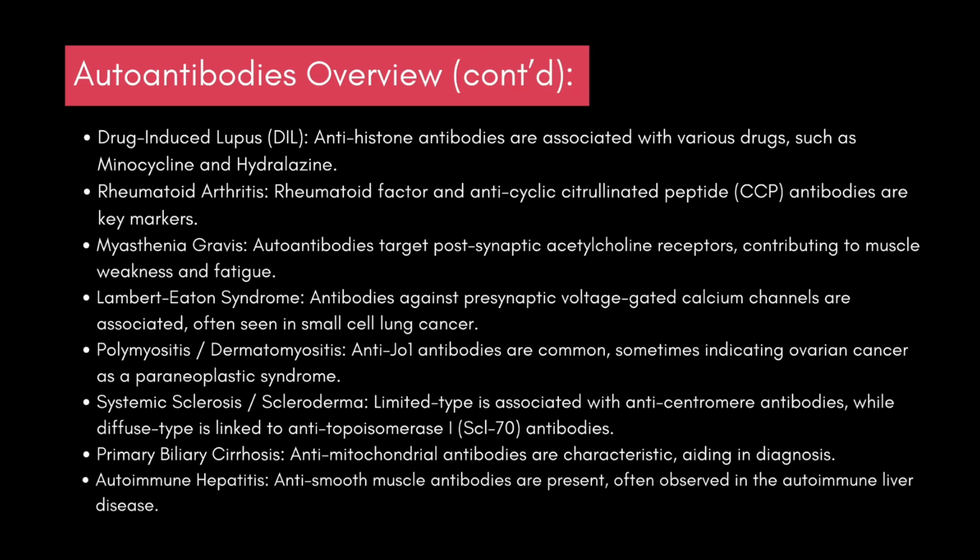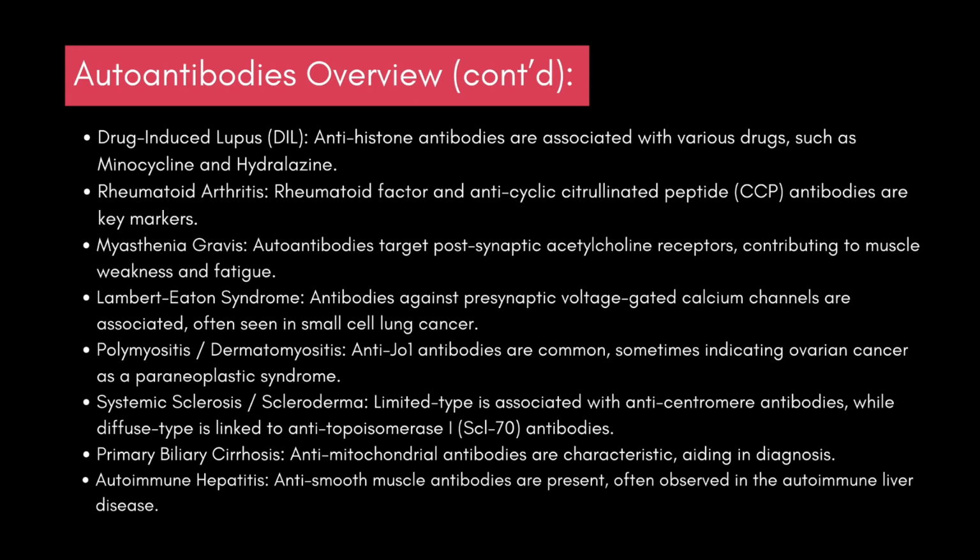Next, we have drug-induced lupus, known as DIL. This is where antihistone antibodies are associated with various drugs such as minocycline and hydralazine. We have rheumatoid arthritis, where rheumatoid factor and anti-cyclic citrullinated peptide (CCP) antibodies are key markers. Myasthenia gravis is where autoantibodies target postsynaptic acetylcholine receptors, contributing to muscle weakness and fatigue.